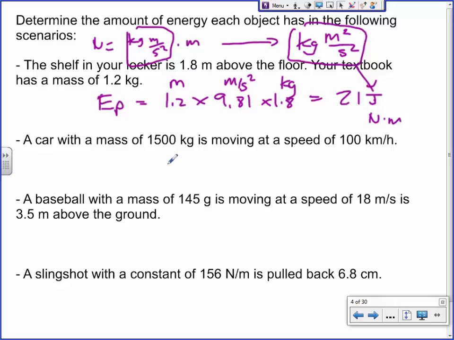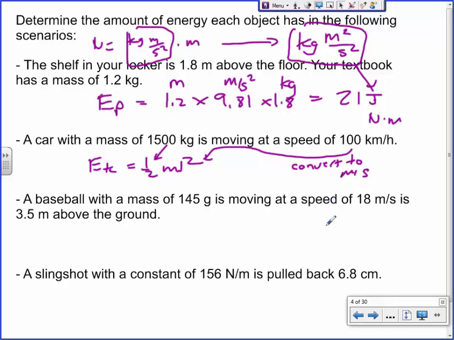Okay, let's save some time here. Let's not actually calculate them. Let's just talk how we solve them. This one would be kinetic energy. It would be 1/2 of mv squared. You guys feel like you could pull that off? You're given the mass, you're given the velocity. What would you have to do to the velocity though? You gotta convert to meters per second. That's all. Good with that one?